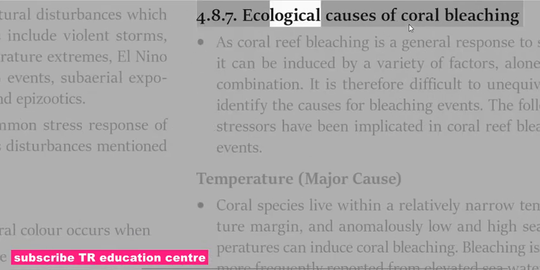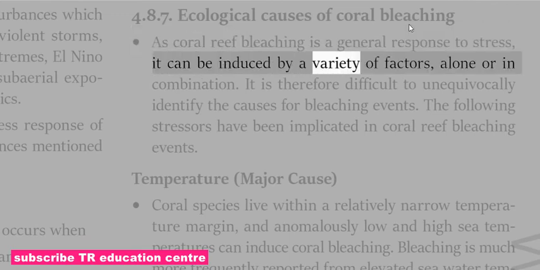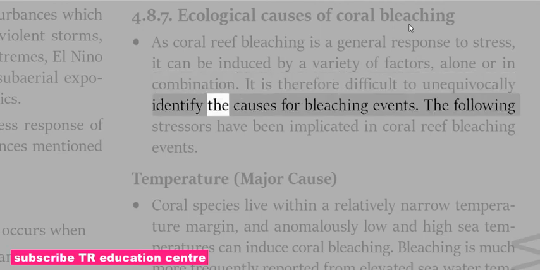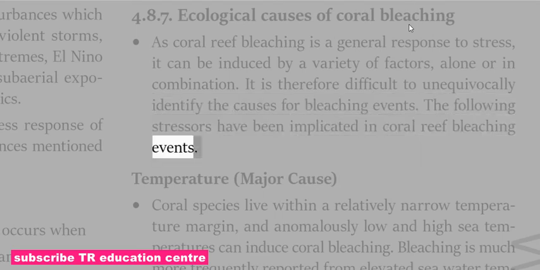Ecological causes of coral bleaching. Coral reef bleaching is a general response to stress. It can be induced by a variety of factors, alone or in combination. It is therefore difficult to unequivocally identify the causes for bleaching events. The following stressors have been implicated in coral reef bleaching events.